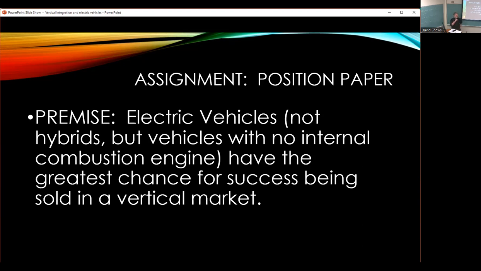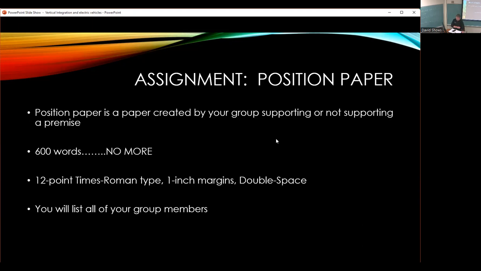When you write the position paper, the first paragraph will mention whether you agree or disagree with the assumption. After that, everything else is the justification for the argument. The paper will be created with your groups, supporting or not supporting the premise. The paper will be 600 words, no more. It doesn't include bibliography or title. It is amazing how well the mind functions when you have fewer words rather than more. You get directly to the point. It's to be 12 point, with 1 inch margins, and I hope all of your group members are there.